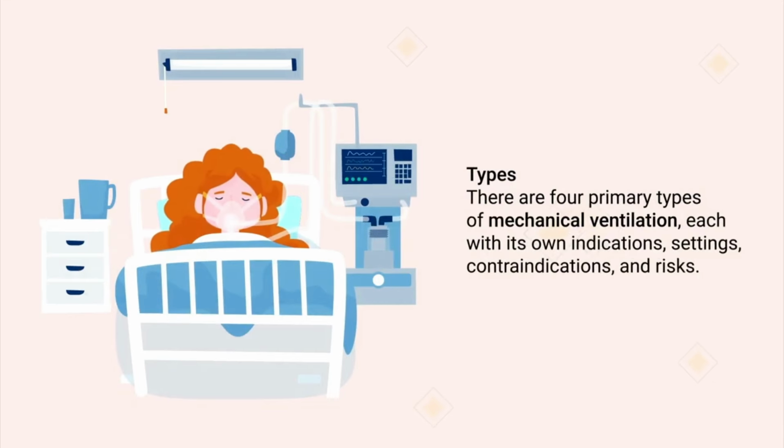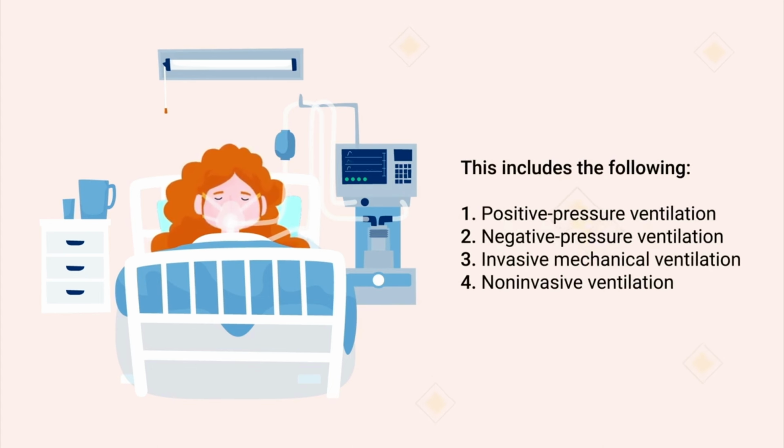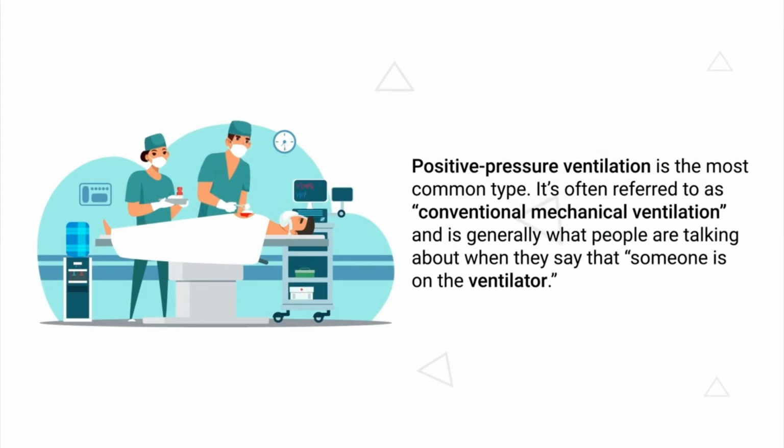Next, we need to talk about the types. There are 4 primary types of mechanical ventilation, each with its own indications, settings, contraindications, and risk. This includes the following: positive pressure, negative pressure, invasive, and non-invasive. Positive pressure ventilation is the most common type. It's often referred to as conventional mechanical ventilation, and is generally what people are talking about when they say that someone is on the ventilator.